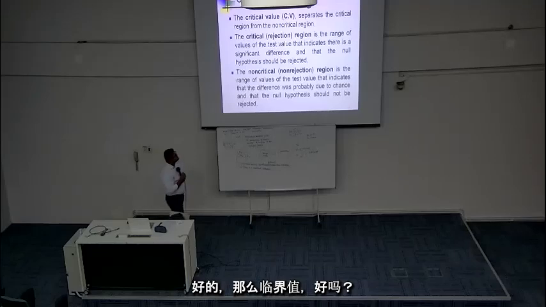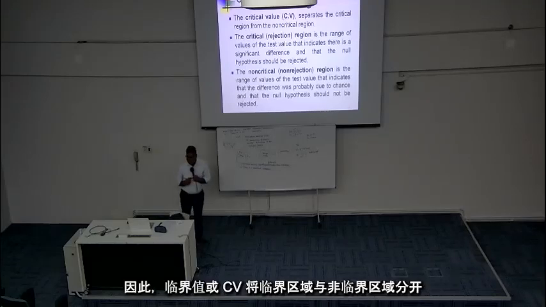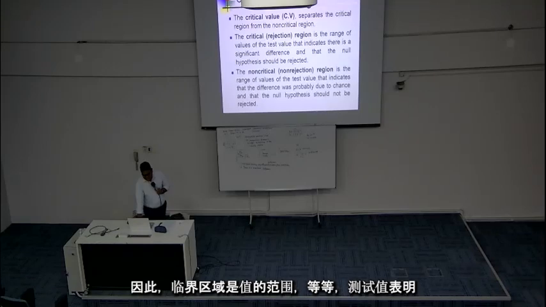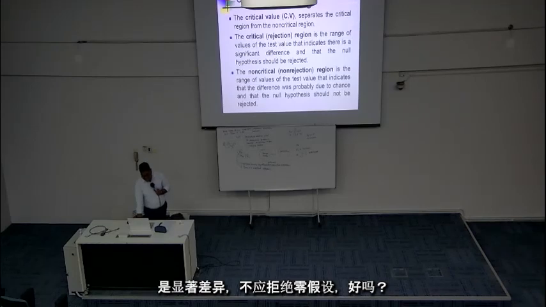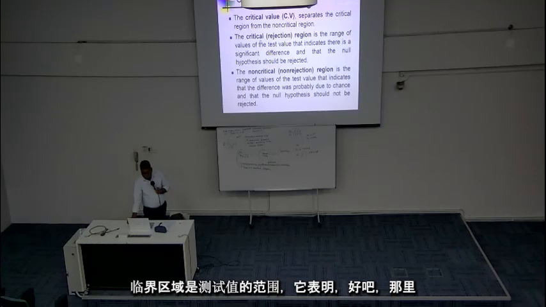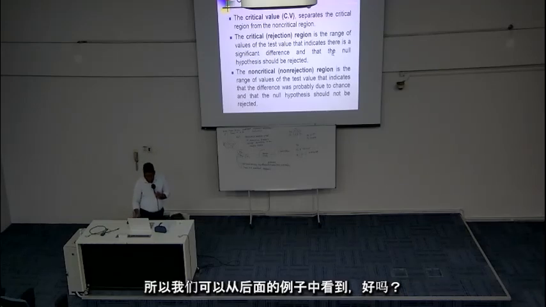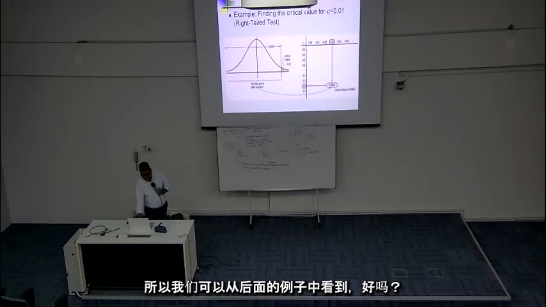Alright, so the critical value. The critical value, or CV, separates the critical region from the non-critical region. The non-critical region is the range of test values that indicates there is no significant difference and that the null hypothesis should not be rejected. Okay, this one is important. The critical region is the range of test values that indicates there is a significant difference and that the null hypothesis should be rejected. We can see this in the example after this.